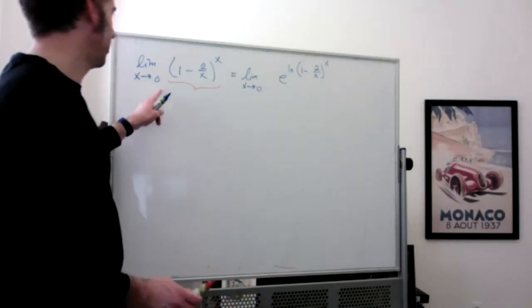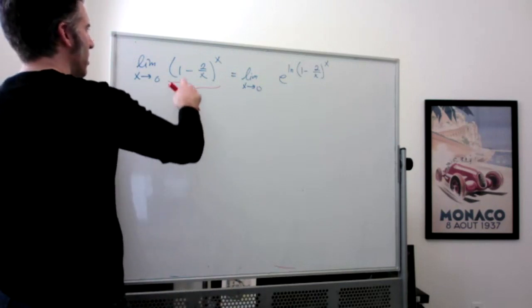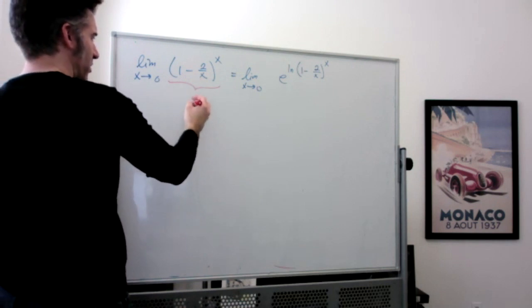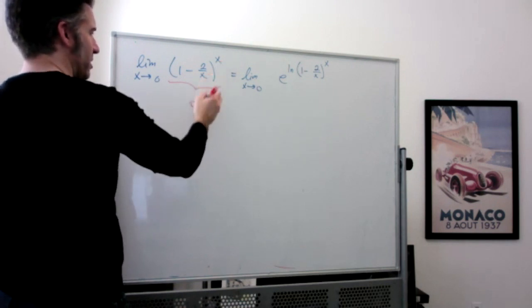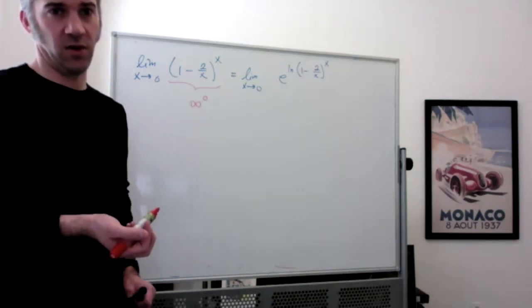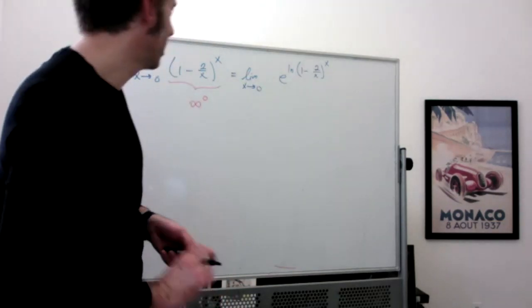Usually, x would be going to infinity here, but we'll see that in a second. So what have I got? I've got 1 minus 2 over 0. That's going to some sort of infinity raised to the 0th power. Okay, that is still an indeterminate form, so I'm not totally off base here.